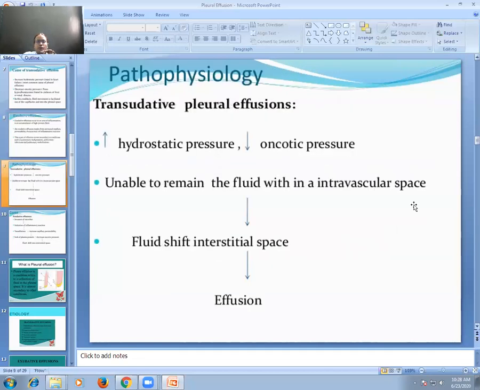So the pathophysiology for transudative type of pleural effusion, as we discussed, is increased hydrostatic pressure and decreased oncotic pressure. That results in the fluid coming from the intravascular space into the interstitial spaces, and that results in effusion.